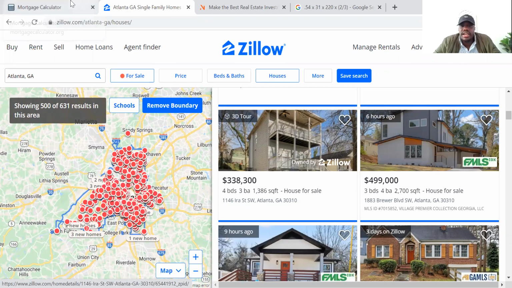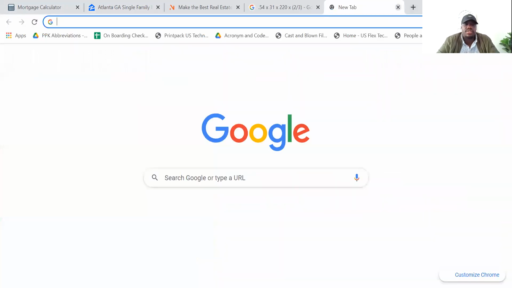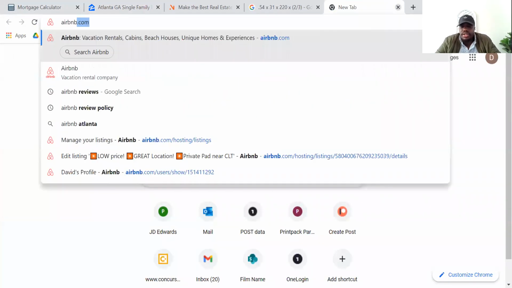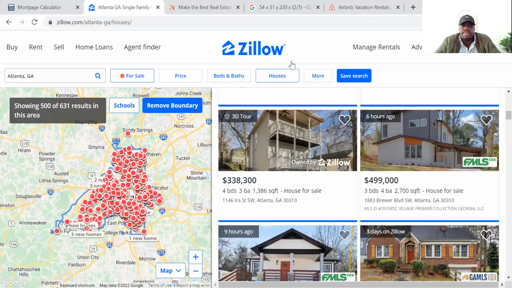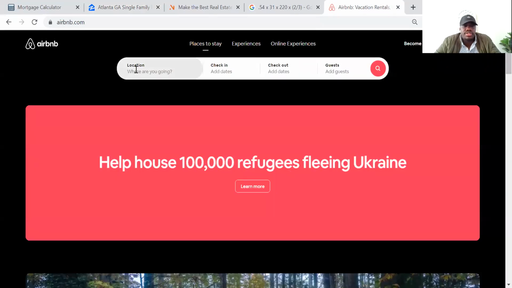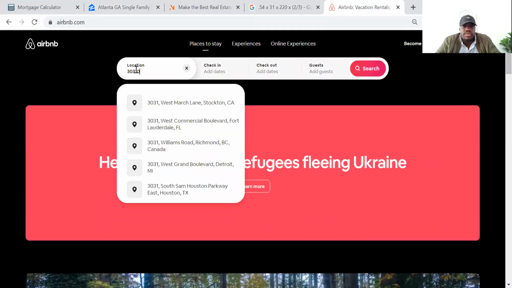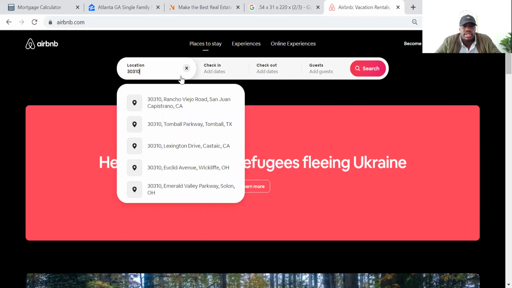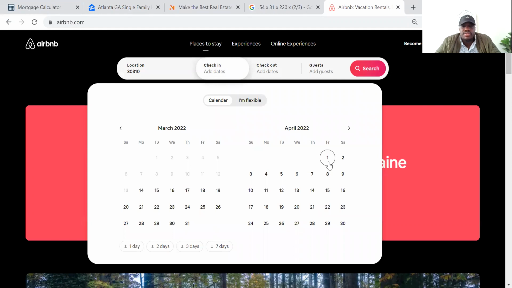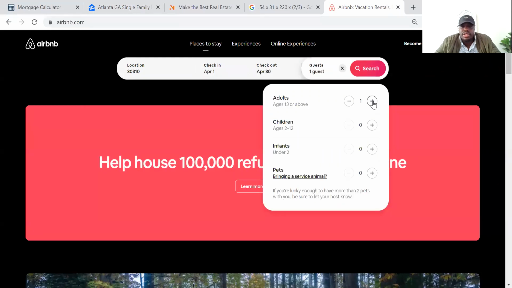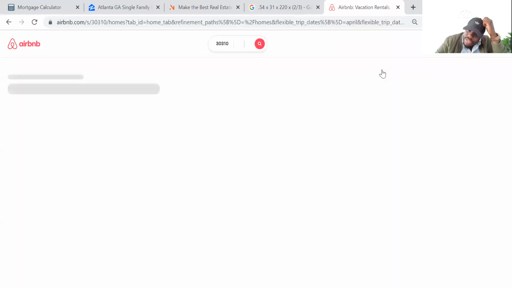And if you're ever in doubt, another thing I mentioned when you're estimating cash flow, you can always go to Airbnb.com, right? Another way to confirm, you can put in 30310 as the location. You want to check in, let's say if I wanted to rent for the whole of April, just 1 guest, right? I'm renting 1 bedroom, or maybe you can say 2 guests. Let's see what the properties are saying.